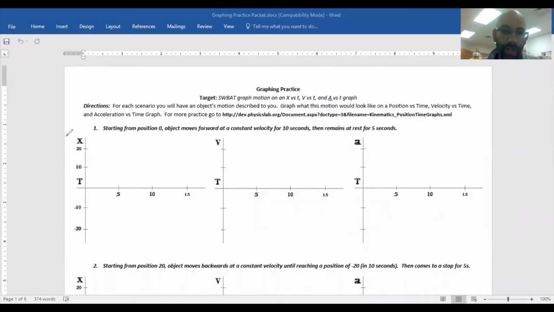Good morning, everyone. So we're going to go over 1 through 4 from yesterday. So here we have our position graphs and then our velocity graphs. So remember here, slope equals velocity, right? And here, slope equals acceleration. Always remember those things.